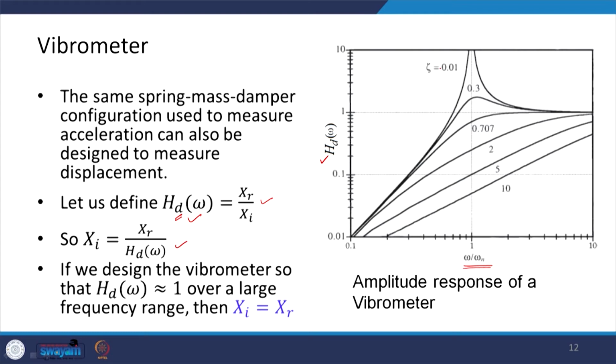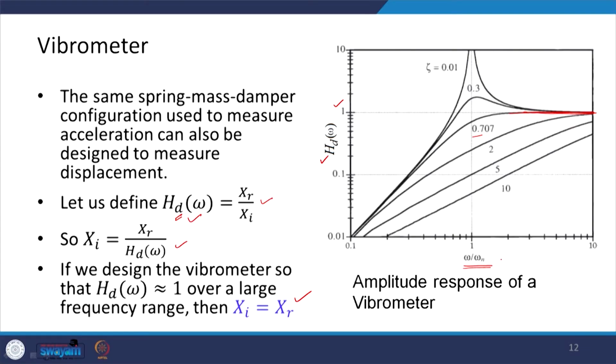for this damping ratio of 0.707, for this portion, this is a straight line that is almost equal to 1. So, if we design the vibrometer so that Hd is equal to 1 over a large frequency range, then we can see that Xi is equal to XR. And you can see that we are getting this portion when the omega by omega n value is high.